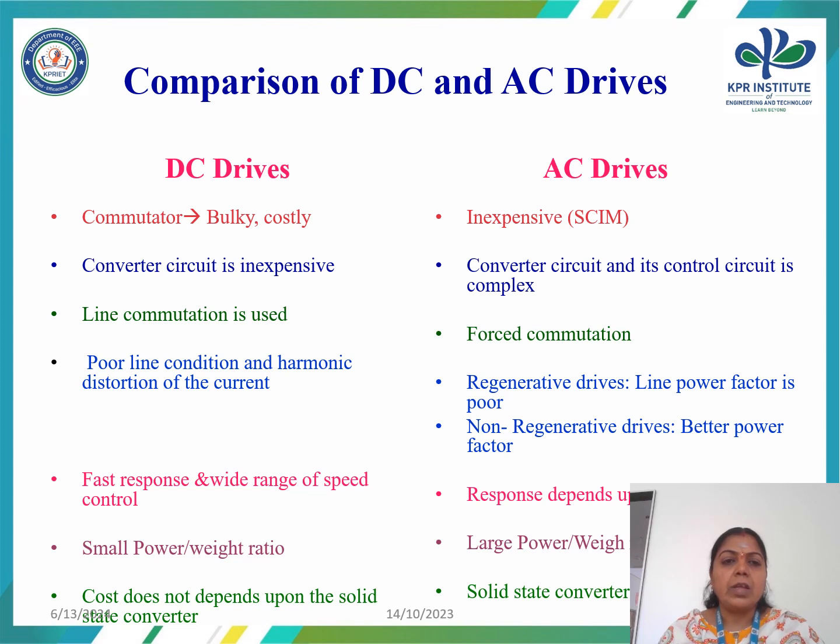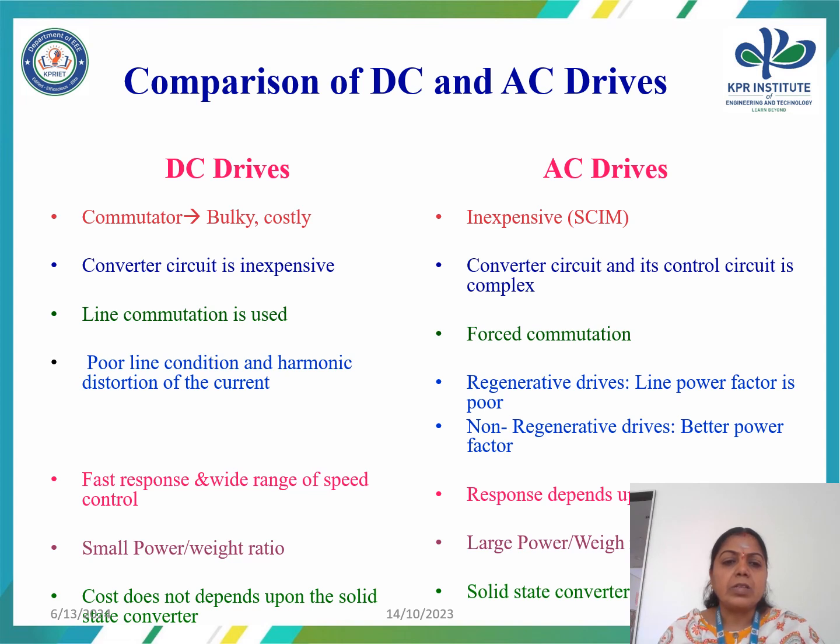Generally, a DC drive needs the commutator, whereas in an AC drive it is not needed. Here the converter circuit is inexpensive. The converter circuit and the control circuit are complex in an AC drive. In DC drives, they are using line commutation, and forced commutation in AC drives. Then poor line condition and harmonic distortion of the current. In AC drives, regenerative and non-regenerative drives, they have a better power factor.